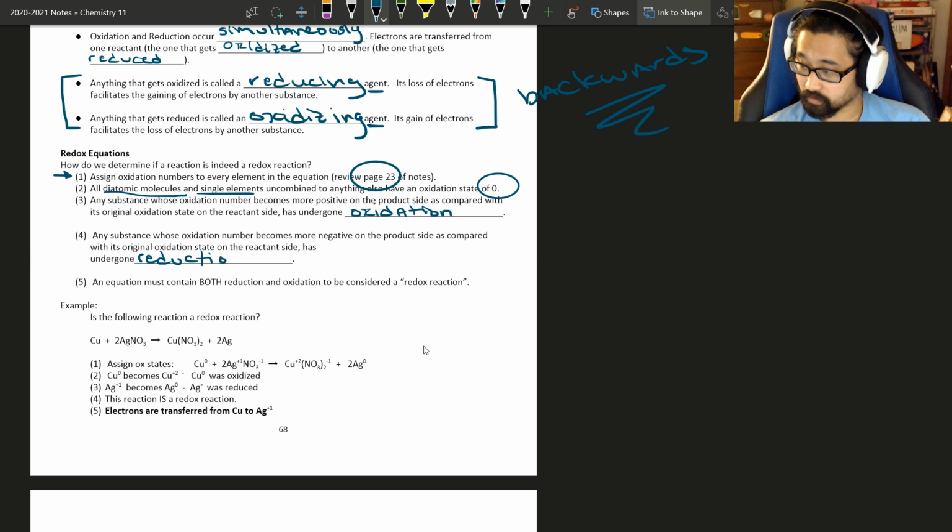Yes, I said the number goes down several times there. I'm sorry, I can't help it. An equation has to have both of them to be considered redox.